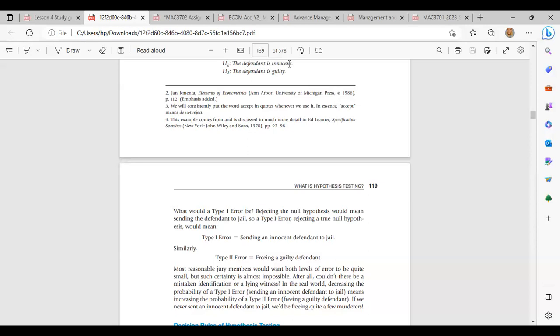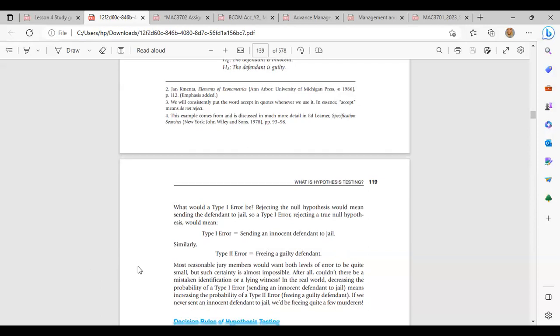But what if that person is innocent? If it's the case that the person is innocent, in other words, if we are at odds with that, then we refer to it as the type 1 error. The other one will be the type 2 error, when we are freeing a guilty defendant.